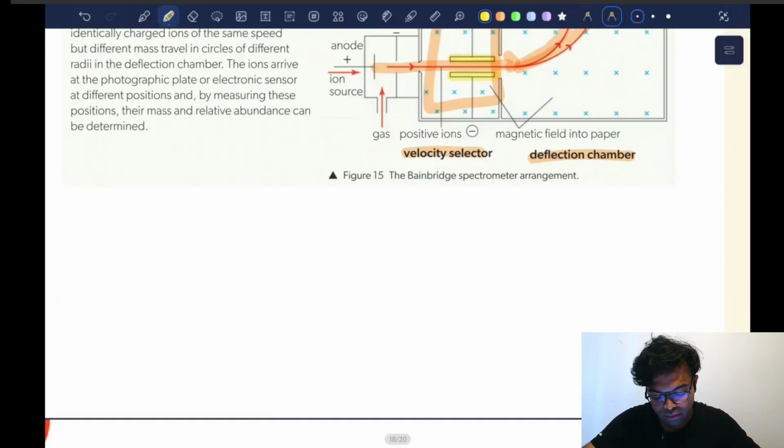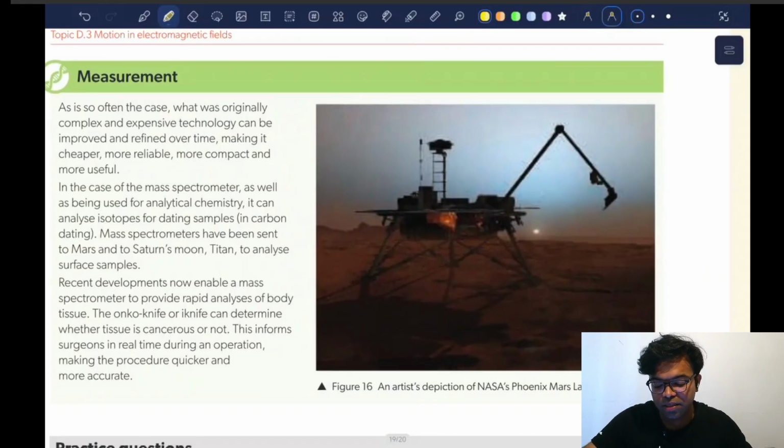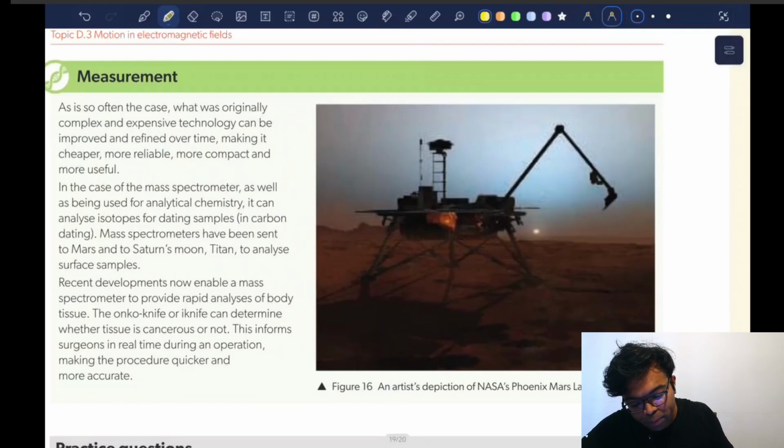Now, next, measurements. As is so often the case, what was originally complex and expensive technology can be improved and refined over time, making it cheaper, more reliable, more compact, and more useful. In the case of the mass spectroscope, as well as being used for analytical chemistry, it can analyze isotopes for dating samples in carbon dating. A mass spectrometer has been sent to Mars and to Saturn's moon Titan to analyze the surface sample.